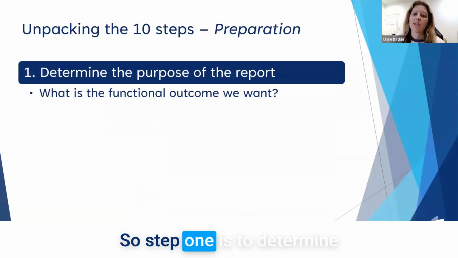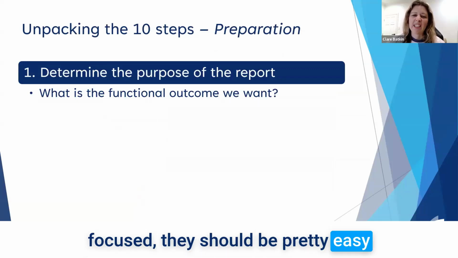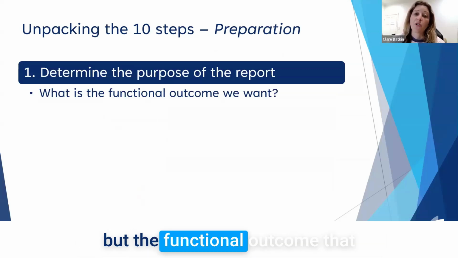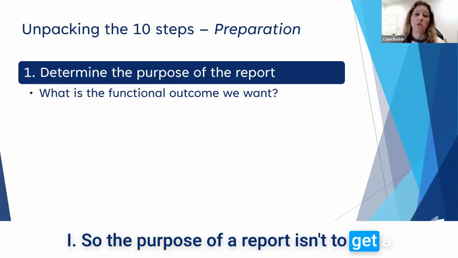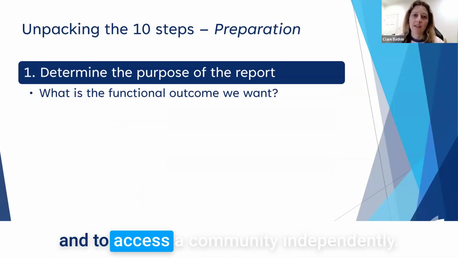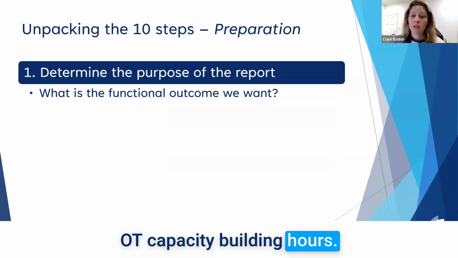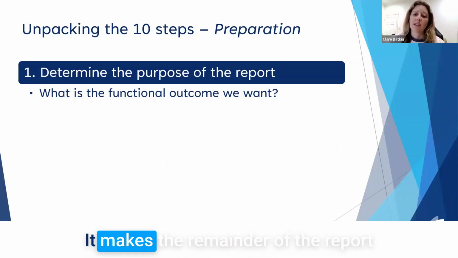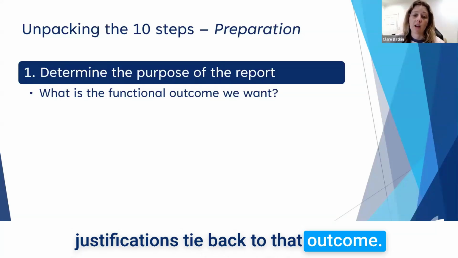Step one is to determine the purpose of the report. For OTs who are occupationally focused, this should be pretty easy for us to nail. It's not about what support is needed, but the functional outcome that we want that support to achieve. So the purpose of a report isn't to get a new wheelchair. It's to get a new wheelchair to allow the client to mobilise in their home and to access their community independently. It's not that we want more OT capacity building hours. We want more OT capacity hours so they can achieve what? If we get clear on this, it makes the remainder of the report so much easier because all our justifications tie back to that outcome.